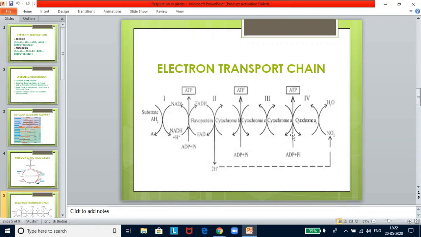This process leads to coupling of electrons to form high energy phosphate bonds in the form of ATP from ADP, and it is called oxidative phosphorylation. The electron transport components are arranged in the inner membrane of the mitochondria. According to the modern concept, the electron carriers in the electron transport system are arranged in 4 complexes: complex 1, complex 2, complex 3 and complex 4. NAD plus is the primary acceptor of electrons. Electrons are transported from complex 1 to 2, 2 to 3, and 3 to 4.